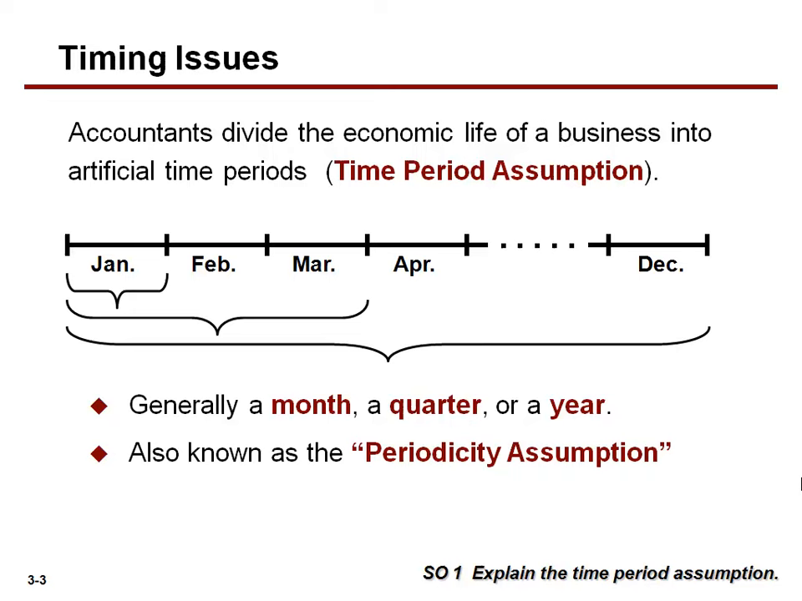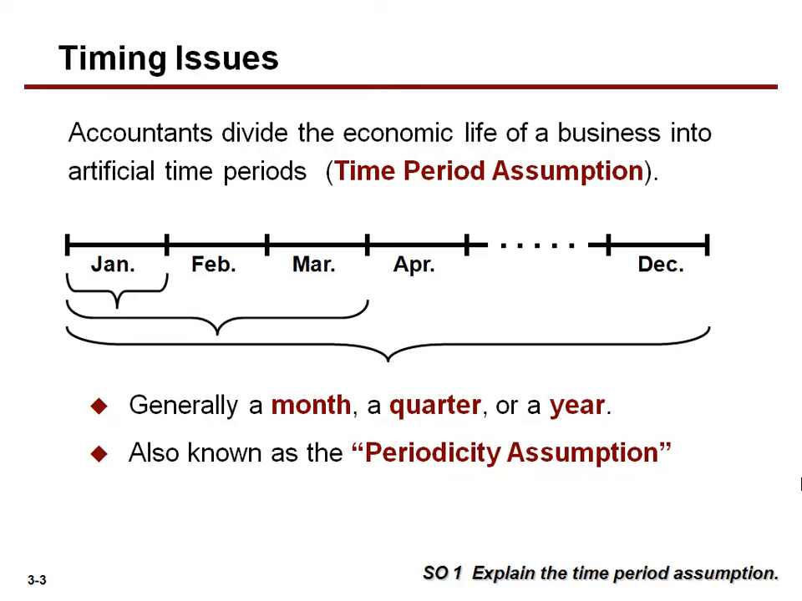Accountants slice up the economic life of a business into time periods, artificial time periods. Why? Well, owners and other stakeholders don't want to wait a year or longer to determine what's happening, what are the financial results. So therefore, it's common that financial reports be pulled off on a quarterly basis or even monthly basis. We call this the periodicity assumption, which simply means financial reports are pulled off periodically.